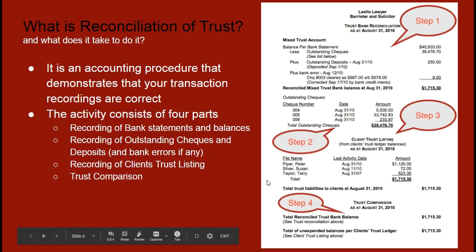But the storytelling around a trust reconciliation document has 4 important components to it. Just like how the ledgers and journals had a template, the reconciliation document also has a format and a template. Now, the 4 aspects of that trust reconciliation document start with a record keeping of the bank's statements and balances.